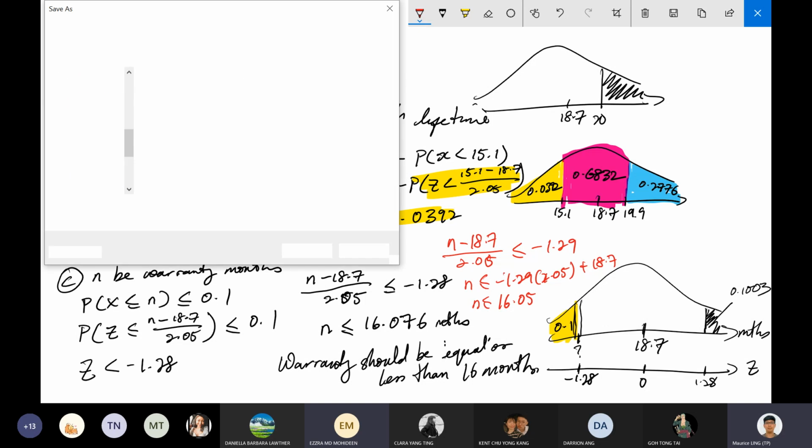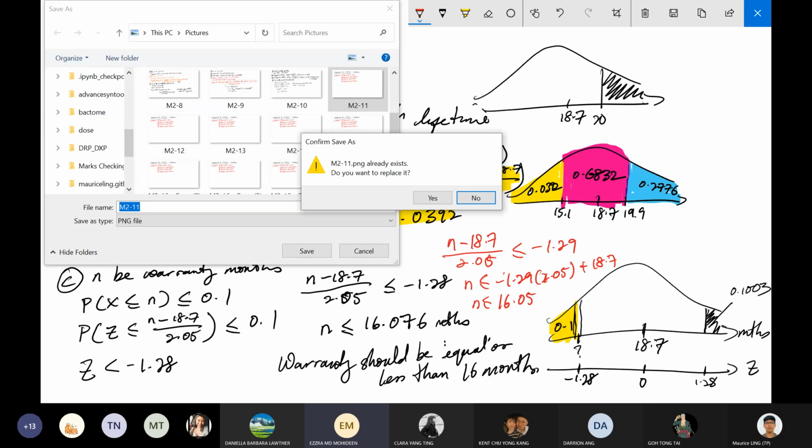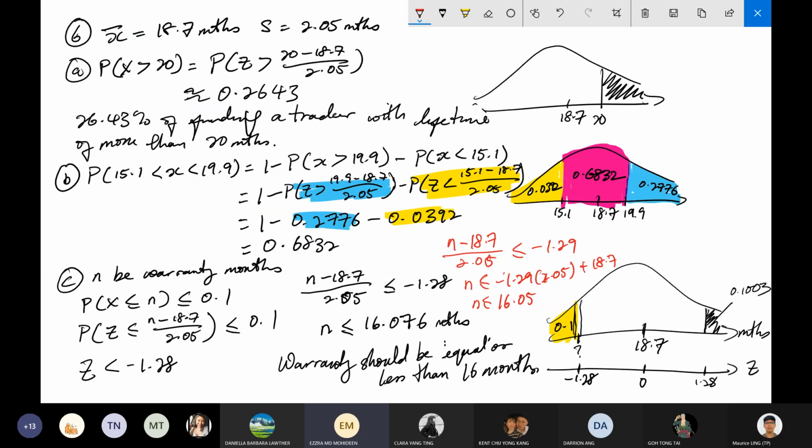I have a question. Which question? About the Z part, for 6C, you put Z lesser than minus 1.28. Why is it not equal to? Because the warranty period is up to a certain time. You can put equal, it doesn't matter. If I put equal to, it's also not wrong. So 16.05 months is the maximum you can give. So it has to be lesser than that.